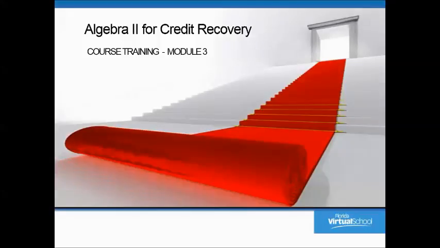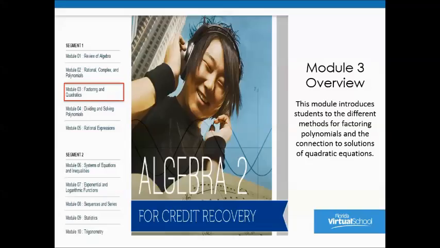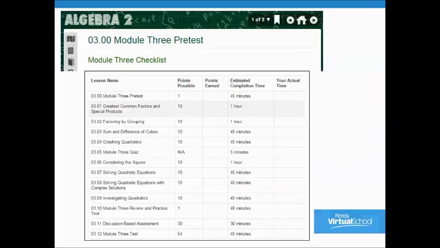In Module 3 of the Algebra 2 for Credit Recovery course, students explore factoring and quadratic equations. Let's take a closer look at each lesson. The Module 3 checklist includes all of the lessons, assessment point values, and the approximate time to complete the lesson and assessment.